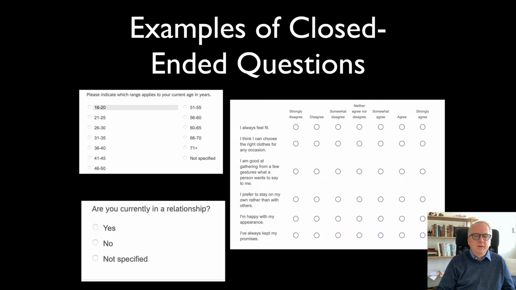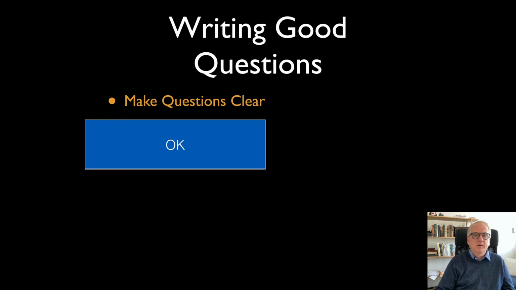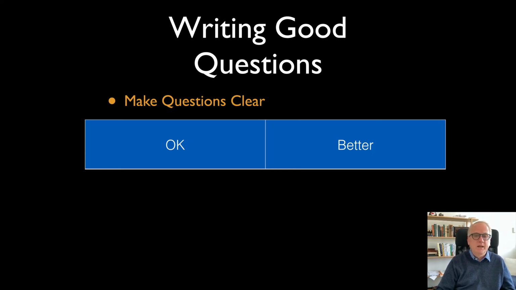So I want to go ahead and talk just a little bit more about how you should write your questions. And these are some general tips about writing good questions for a survey. So you want to really work hard on making your questions clear, okay? Try to reduce as much ambiguity as possible in your question. So for example, I'm going to show you a couple questions here where they're all kind of okay, but you go back and work on them and edit them, and you can make them better.